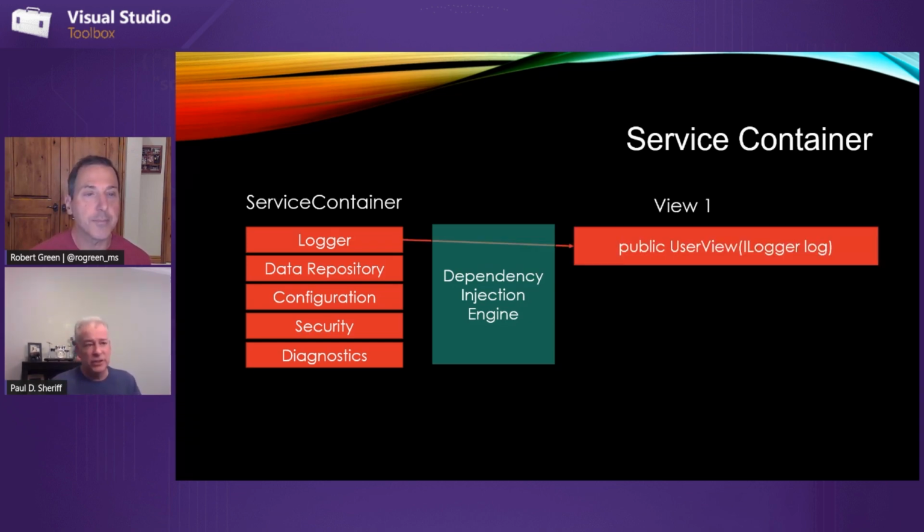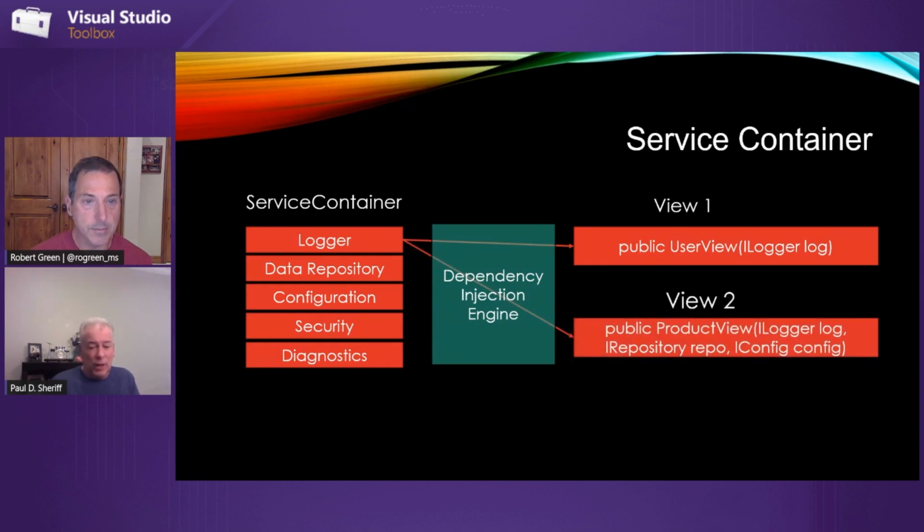Now what happens is the view says, well, I'm expecting you to pass me an ILogger. I don't care what kind of logger it is. Just give me an ILogger instance. So the first time we passed the file, the second time we said, no, we're going to log to a database. And then maybe view number 2, we say, well, I need a logger and I need a repository and I need a configuration. So we get an ILogger, an IRepository, and a config interface in the view model. But the concrete implementation is created in the program right at the beginning. And again, just in one place.